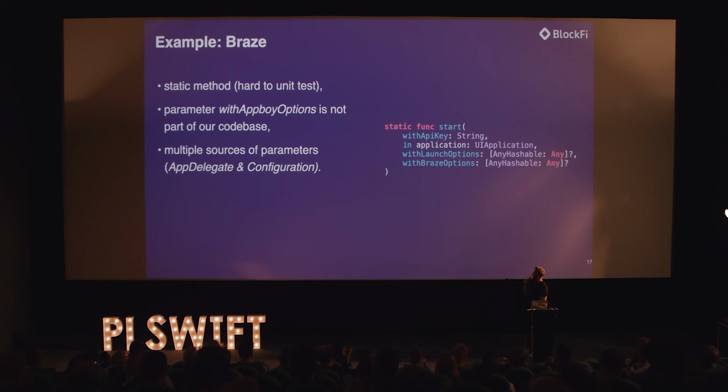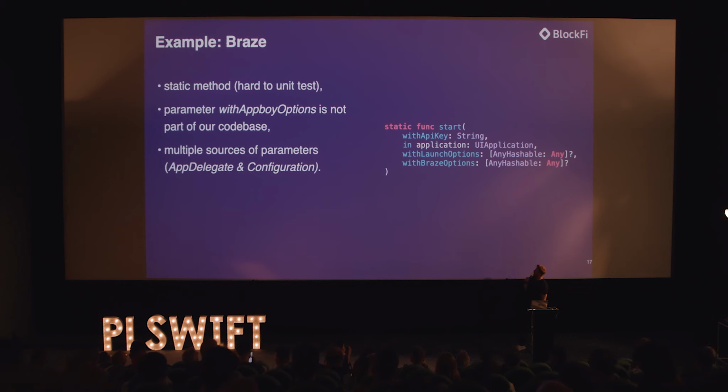It's, I think, a pretty popular dependency. And this is the starting function, which is static, which makes it pretty hard to unit test. And then it has a dictionary with Appboy options, which are Appboy specific stuff. So Appboy is pretty much the same as Braze. They just switched names. And we also have app delegate parameters, which are application and launching options. So we have multiple sources of parameters, which is also not good.